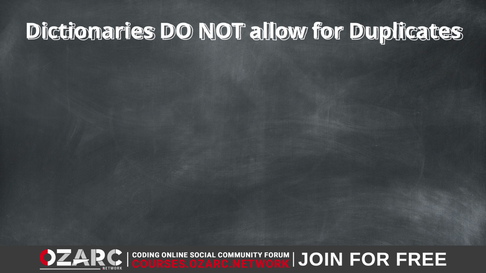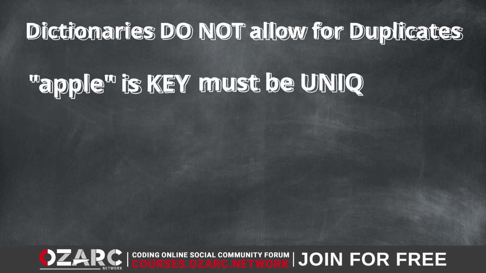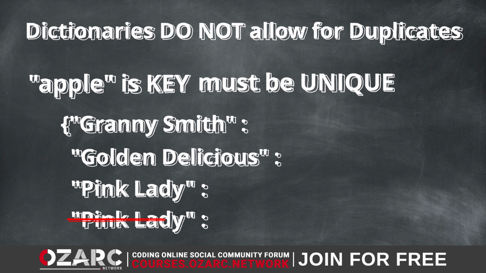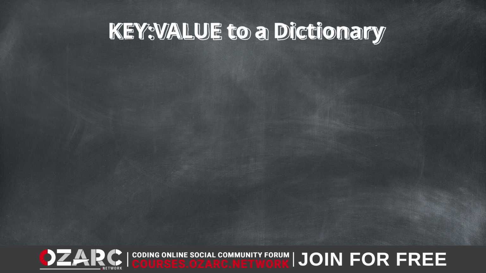Python dictionary keys do not allow for duplicates. Therefore, each apple or key must be unique. For example, you can't have two apples with the same key in the basket. If we try to add a second Pink Lady apple to the basket, it won't work. Let's see how we would go about trying to do this.